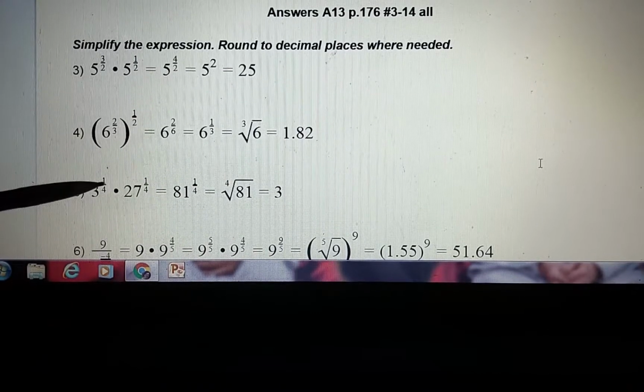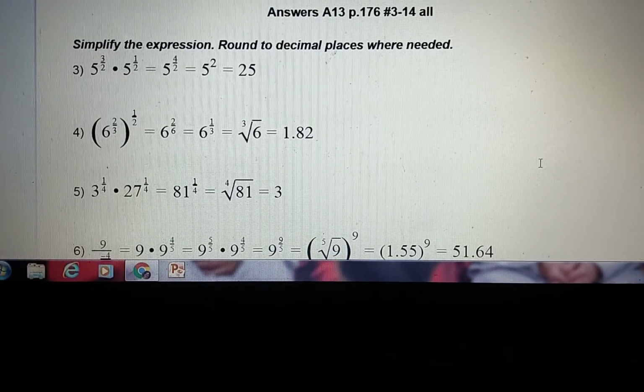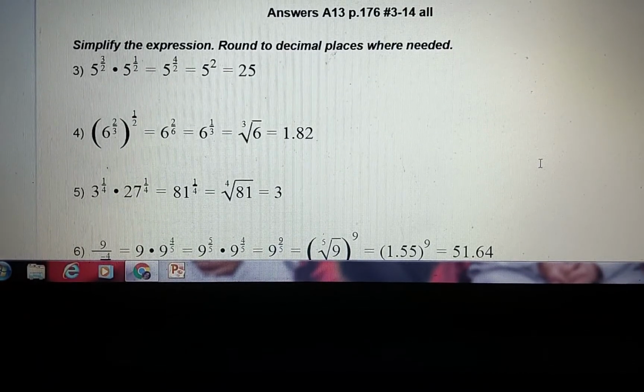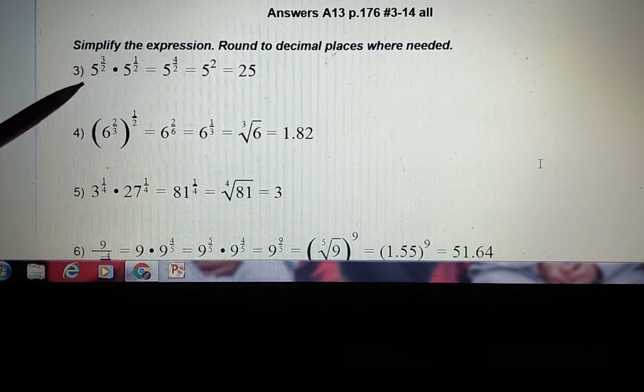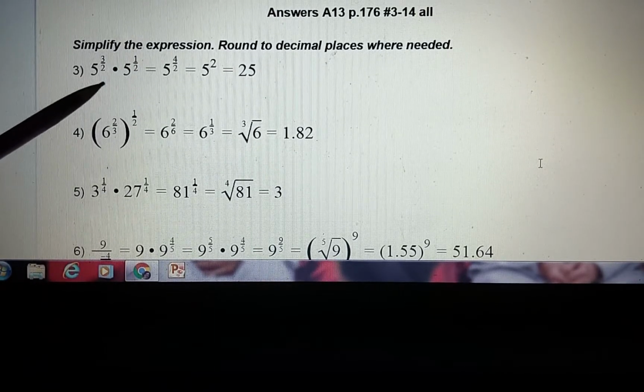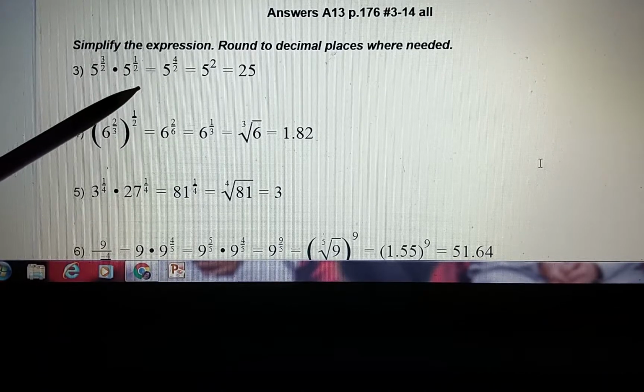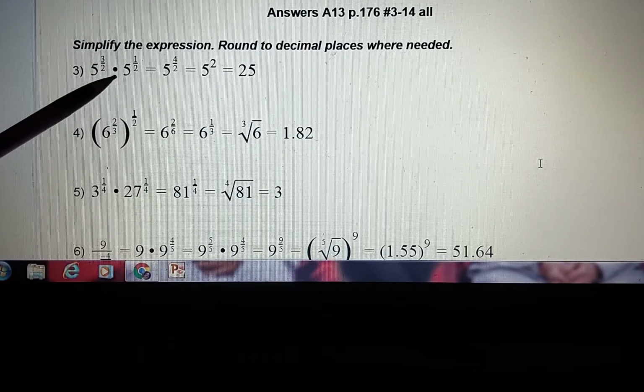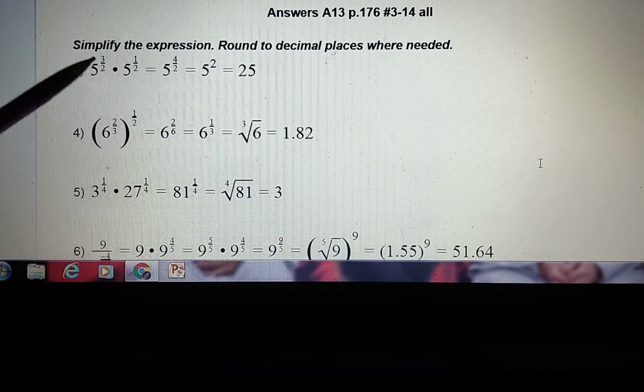Okay, whenever you look at these problems, you have to decide which rule applies. So that means you're really analyzing what the problem is that you're given. So we're going to first look at the bases. When our bases are the same and they're being multiplied, the rule is automatically keep the base, add the exponents.